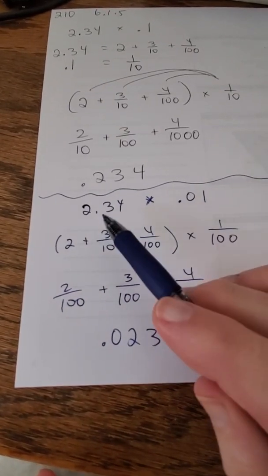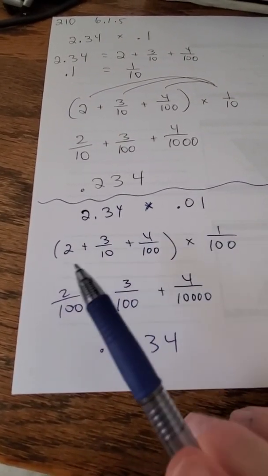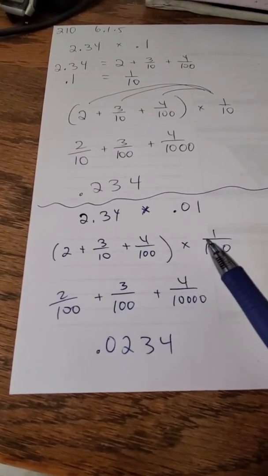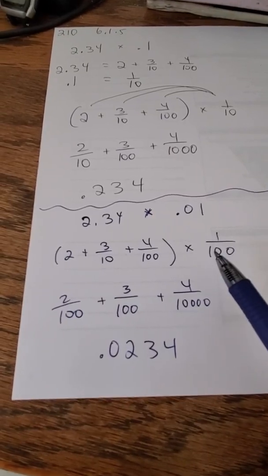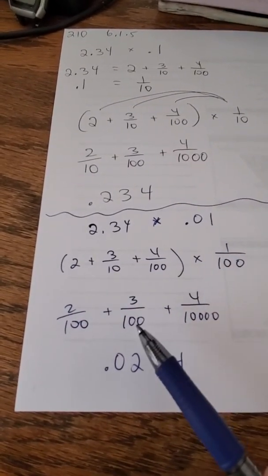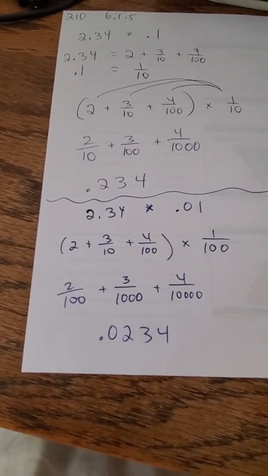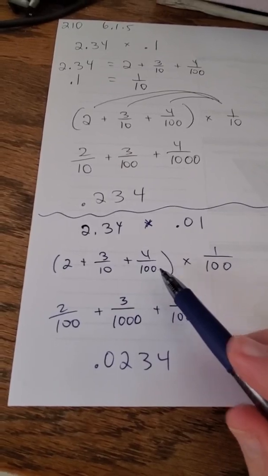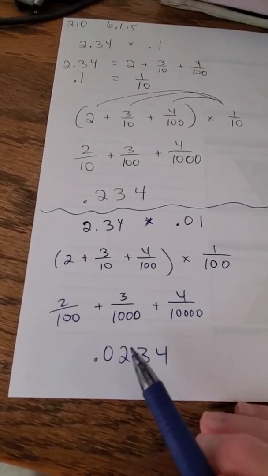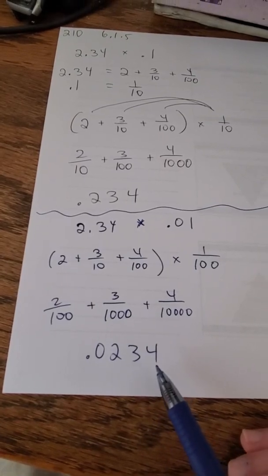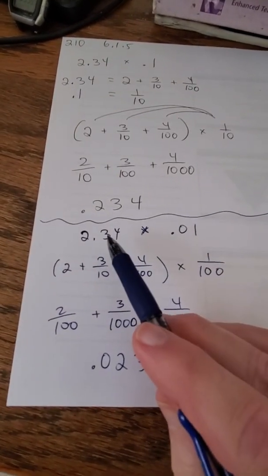Well, if I multiply 2.34 times 0.01, that's 2 plus 3 tenths plus 4 hundredths, just like before. But now I'm multiplying by 1/100th. So 1/100th times 2 is 2 hundredths. 1/100th times 3 tenths is 3 thousandths. Whoops, little correction there. And 1/100th times 4 hundredths is 4 ten thousandths, which as a decimal is 0.0234. Now there's 4 decimal places here.